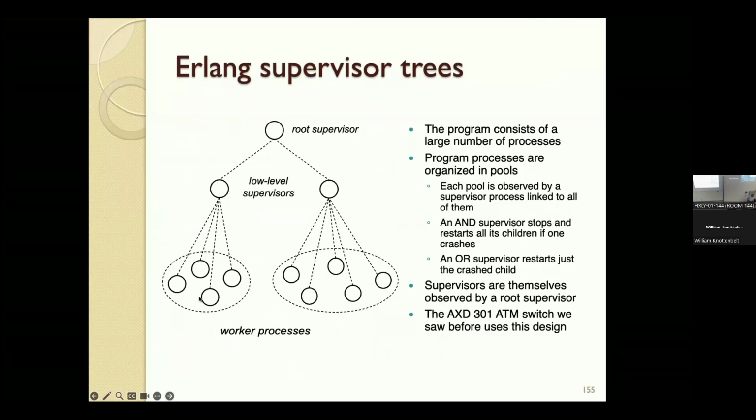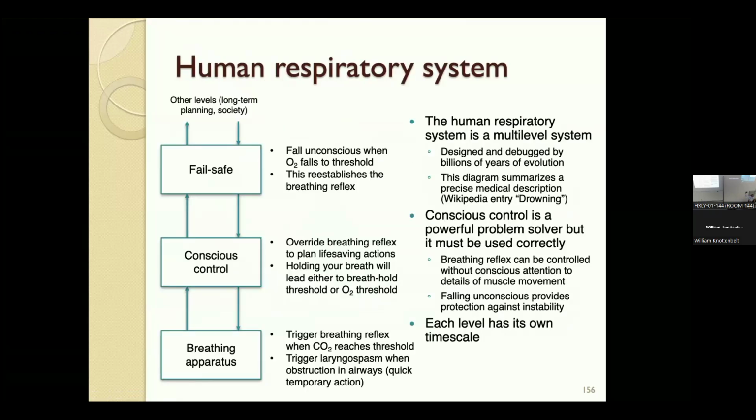So the low-level supervisors are observing the workers directly, and then you may need also a higher level supervisor. So the AXD 301 switch actually uses this, and it actually has two levels. So there's the low-level supervisors and a root. And Joe Armstrong himself has assured me that he has never seen a system where you need more than that. Okay, I trust him on that. And then a final kind of also interesting system is the human respiratory system, which is here in 3 levels.